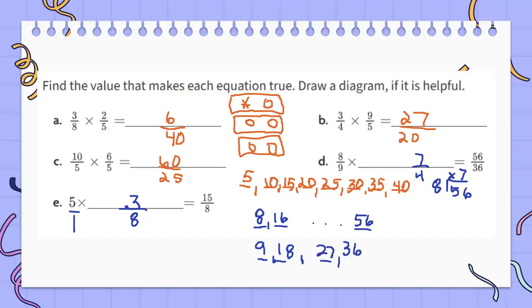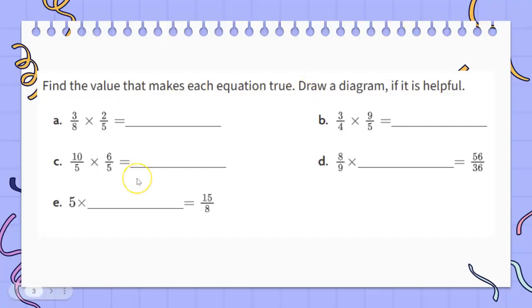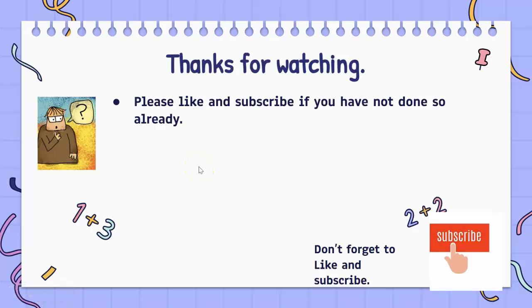All right, hopefully that helped. Hopefully by drawing out your models, or even skip counting, or even doing the repeated addition, that should help you to know how to multiply more accurately. And I do hope this video helped you.